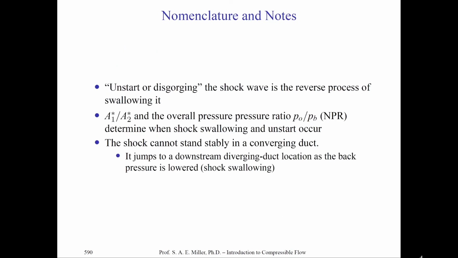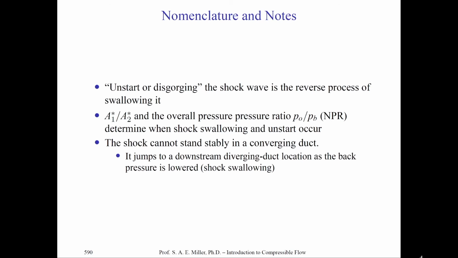Some more terminology. Unstart or disgorging, which we've now learned the physical concepts of, is where a shock wave reverses its process of swallowing. So unstart or disgorging is the opposite of swallowing. A disgorged shock means it's traveling upstream through the convergent-divergent stream tube and goes back up to a place where we don't want it. For example, it might fly out the front of an aircraft engine. Early aircraft engines had unstart or disgorging problems with shock waves. Or it might happen in a wind tunnel where the shock wave goes back through your test section, which is very bad, and of course damages your model. And we can talk about examples of that later in the class.